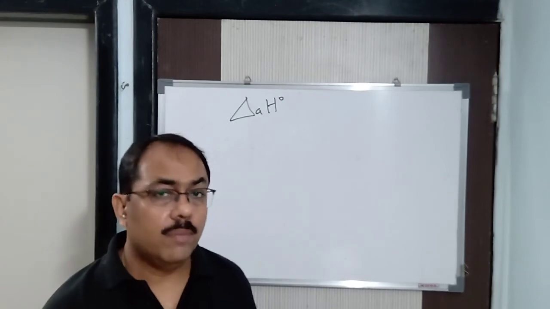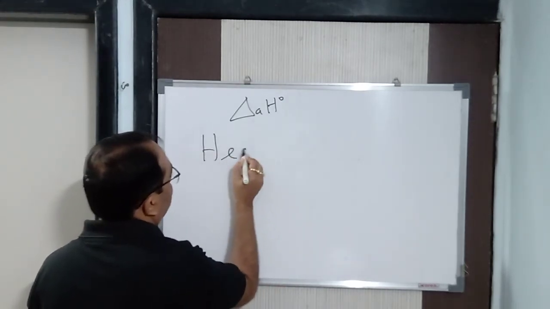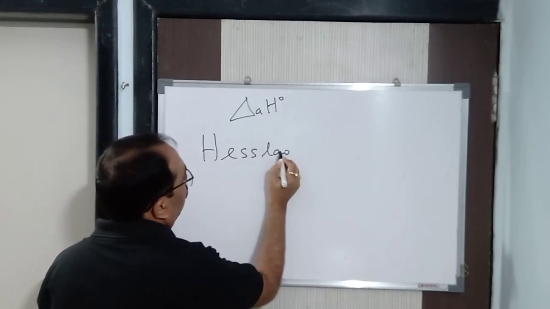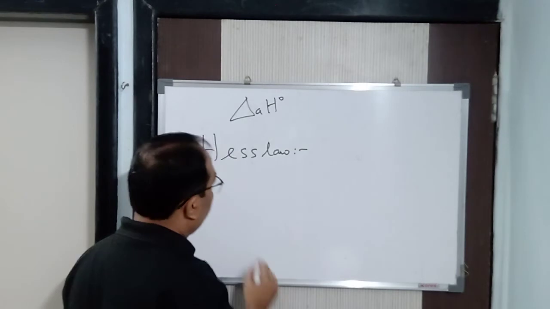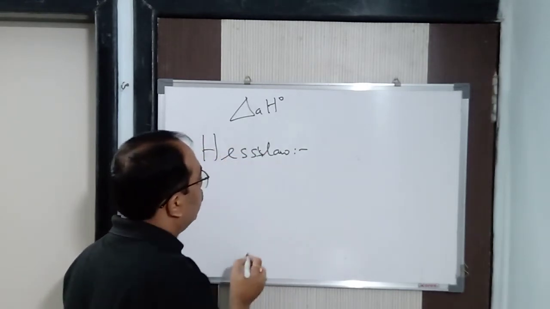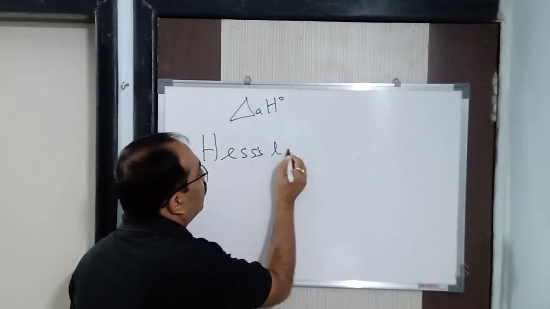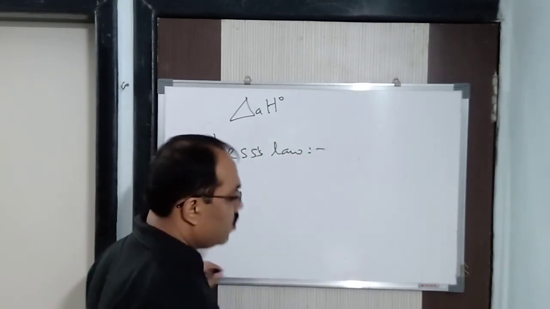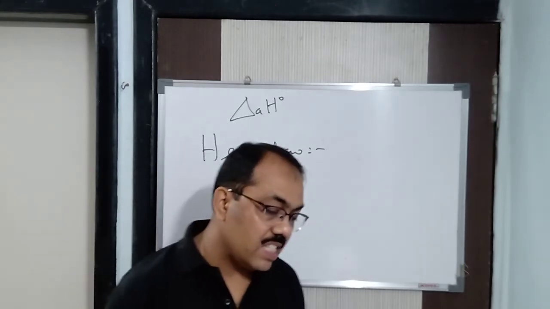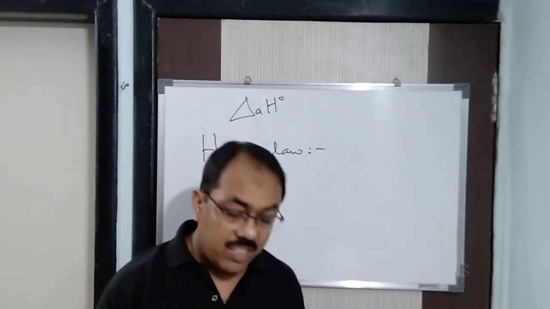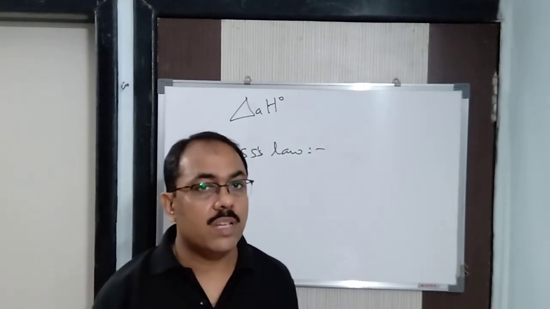Now coming to the most important law, known as Hess's law. After studying all these things, we come to Hess's law. We can also write it as Hess apostrophe s law. Hess's law says that the total amount of heat energy evolved or absorbed in a reaction is the same, whether the reaction takes place in one step or in a number of steps.